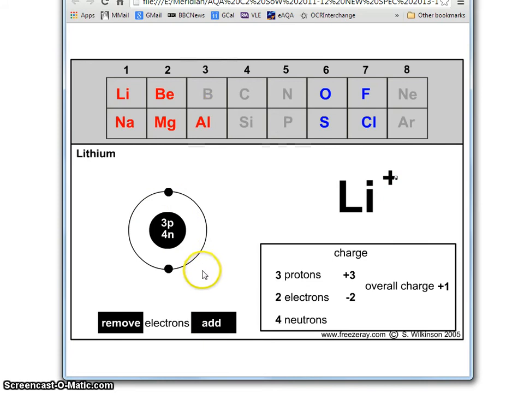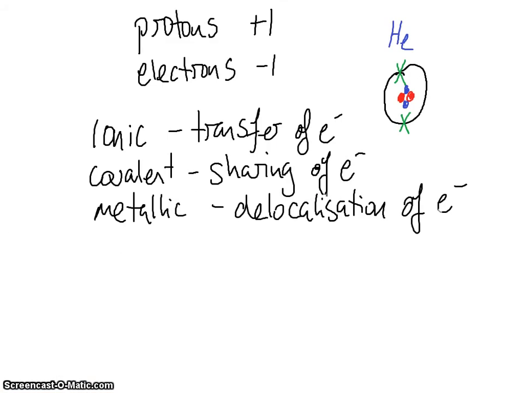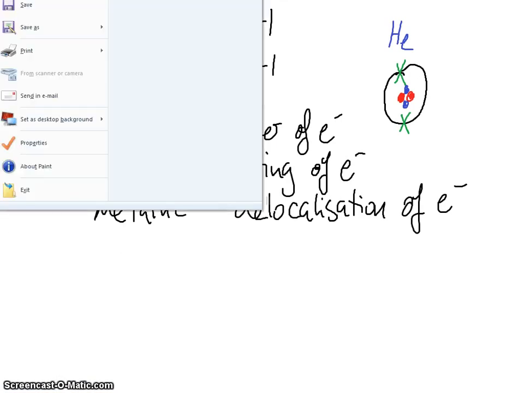So to improve the look of this, to make it look exactly how we would expect to draw it in the exam, we would write lithium, because now we don't need to write the contents of the nucleus. That's not important for the exams. We have our first shell, and now we have 1 electron there and 1 electron there. So this is our electronic structure of our lithium ion.